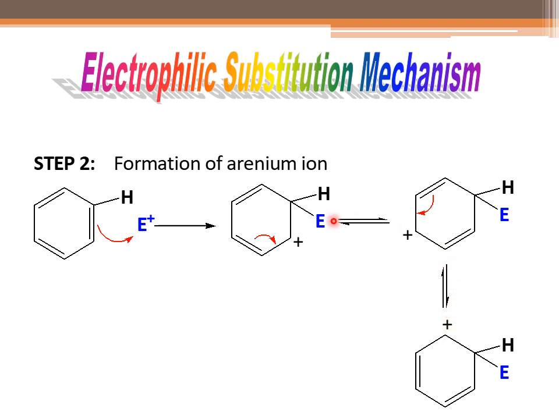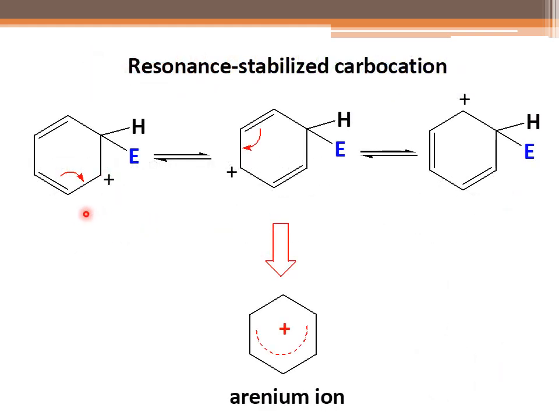These three resonance structures are all called arenium ions. We call these three structures resonance stabilized carbocations because the electrons inside the ring keep moving around, so that the positive charge is distributed among the carbons inside the ring. This carbocation ion will be formed temporarily.